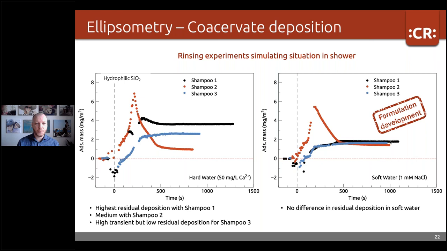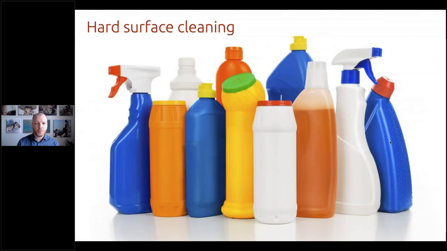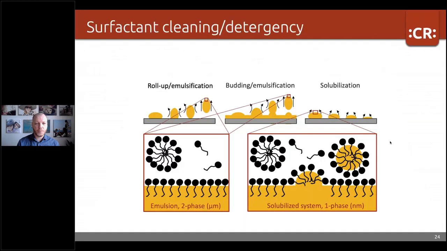And that was it for shampoo and coacervates. So now I have a few examples for hard surface cleaning using surfactants. And cleaning with surfactants takes place mainly through three different mechanisms. You can either have the roll-up mechanism, where the surfactant sort of lifts up the oil, in this case, a hydrophobic stain, from your surface, creating an emulsion in your bulk.